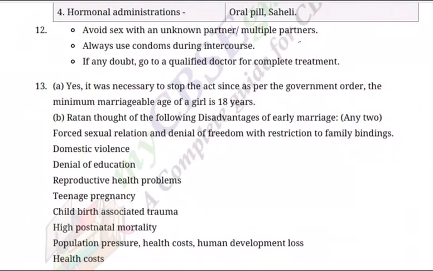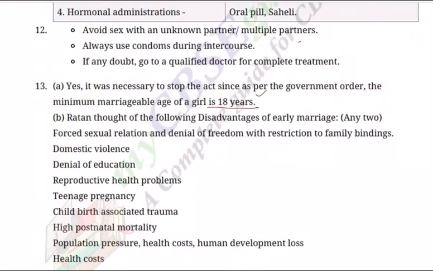Question number 13. Yes, it was necessary to stop the act since, as per the government order, the minimum marriageable age of a girl is 18 years. But as per the story, the girl was only 14 years. So it is a culpable offense.